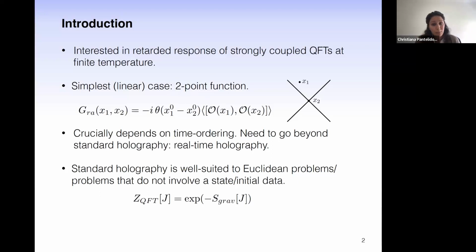And just to drive the message home a little bit further, say we want to compute the simplest thing, so the retarded two-point function of a scalar operator. Then on the gravity side of the duality, we simply consider a standard scalar field. And since we're still in linear response, the only thing we need to do is to solve the Klein-Gordon equation for that field. And we need to solve that equation subject to boundary conditions. We know what those are.